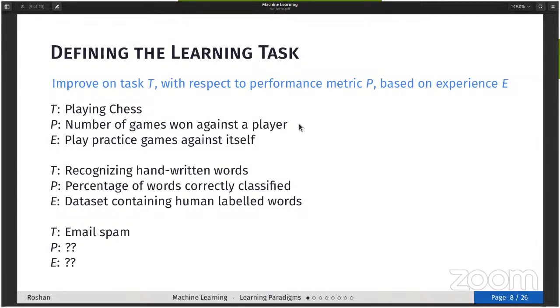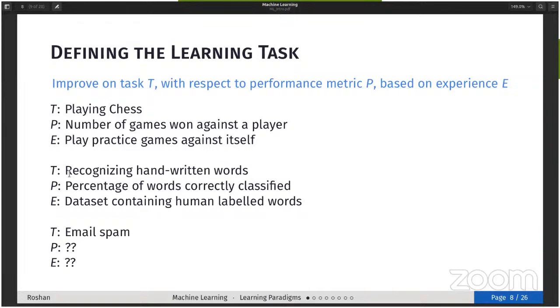நிறைய games win பண்ணுச்சுன்னா the better is the model. Okay. And experience வந்துட்டு play practice games against system. The machine learning model can play practice games against itself and then keep on improving. Okay. This is one learning task.